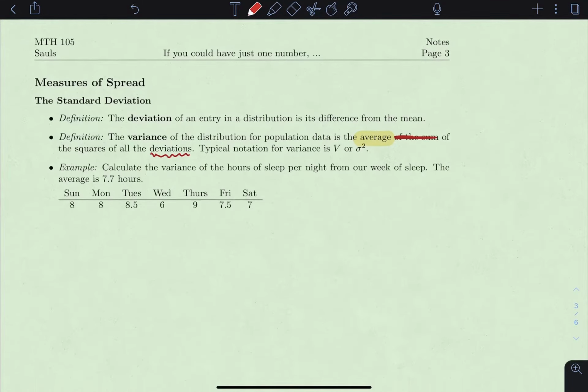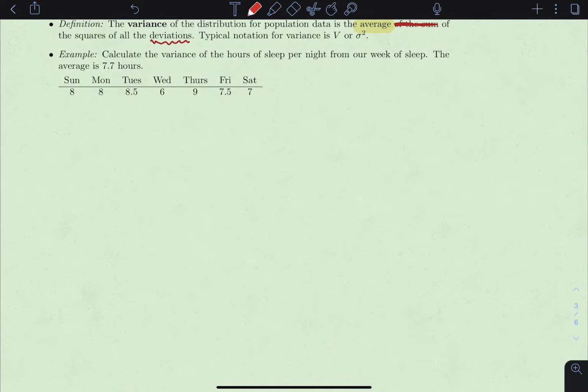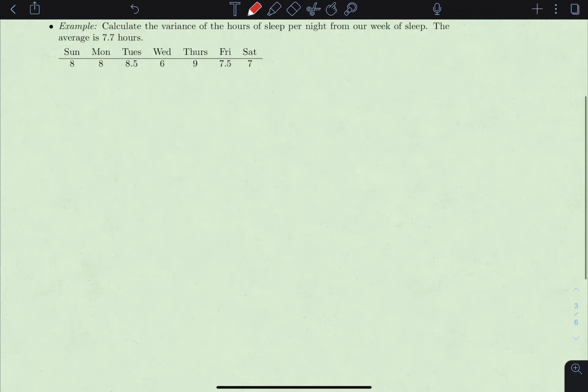So we have an example here. It's our sleeping example, and we want to calculate the variance. So I'm going to transpose this table so we're going to deal with columns. So you'll have your number and the distribution. So we'll have your 8, 8.5, 6, 9, 7.5, and 7 again.